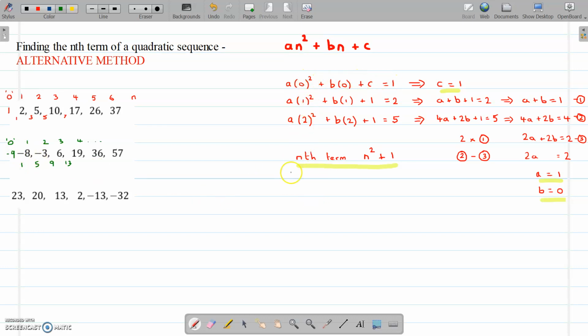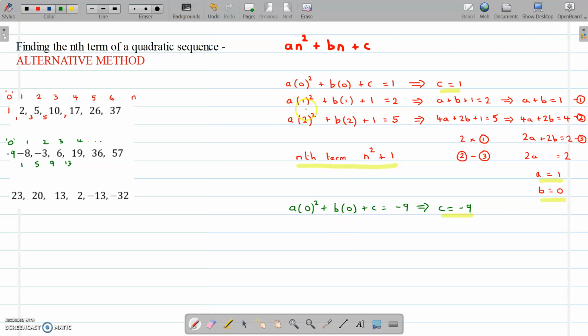So we end up with exactly the same sort of thing that we got up here. So we've got a times 0 squared, plus b times 0 plus c equals the 0th term, which is negative 9, and we can see straight away that c equals negative 9. So I can already highlight that first answer. Now we go to the next line.